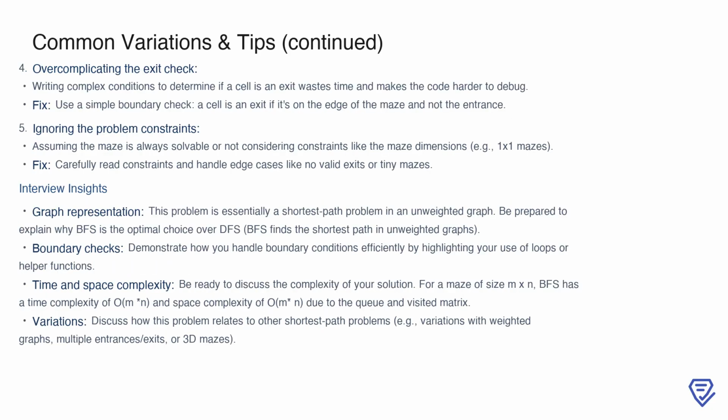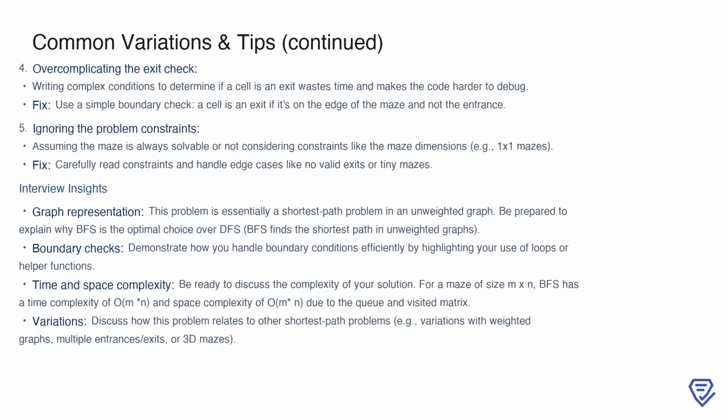Another area where mistakes often happen is overcomplicating the exit condition. Writing complex conditions to determine if a cell is an exit can make the code harder to debug. Instead, use a simple boundary check: an exit is any cell on the edge of the maze that is not the entrance. It's also important to pay attention to the problem's constraints. For instance, assuming the maze is always solvable or overlooking edge cases like very small mazes, such as a 1x1 maze, can lead to incorrect results. Always carefully read the constraints and account for scenarios where no valid exits exist.